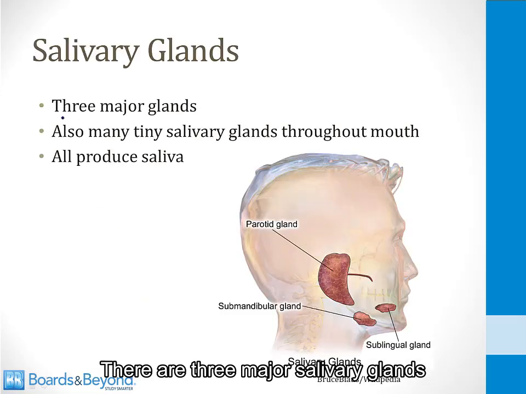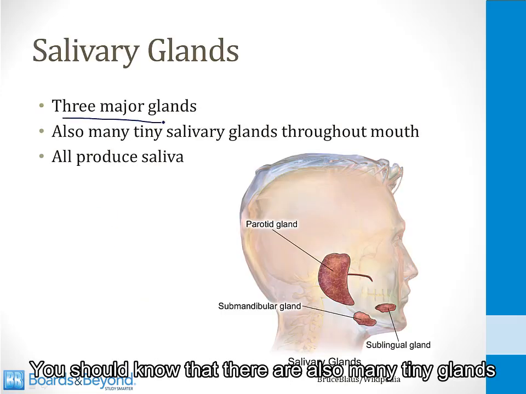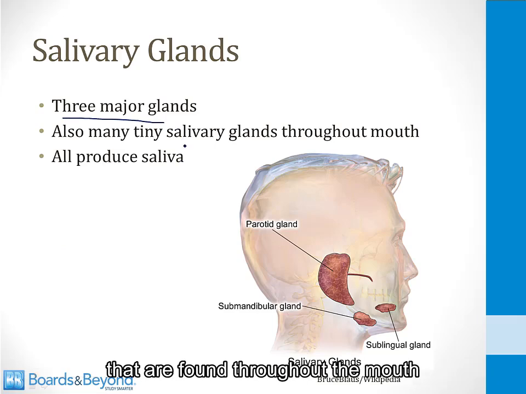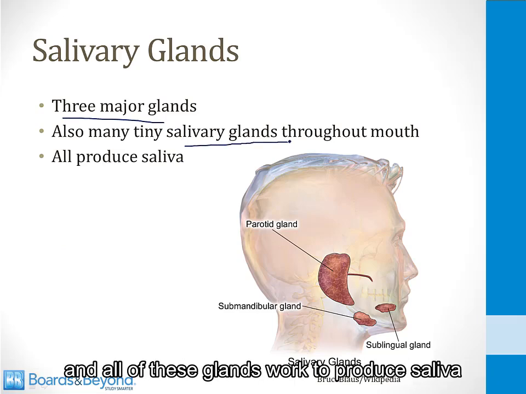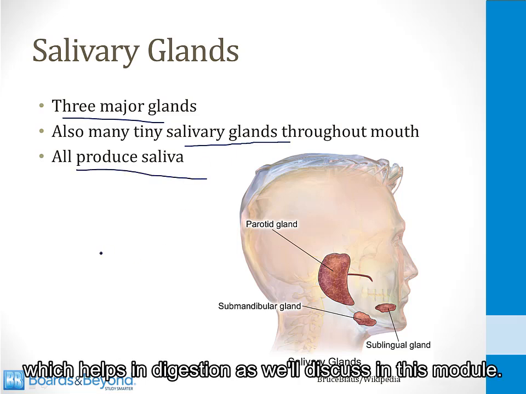There are three major salivary glands found in the human body. You should know that there are also many tiny glands found throughout the mouth, and all of these glands work to produce saliva, which helps in digestion, as we'll discuss in this module.